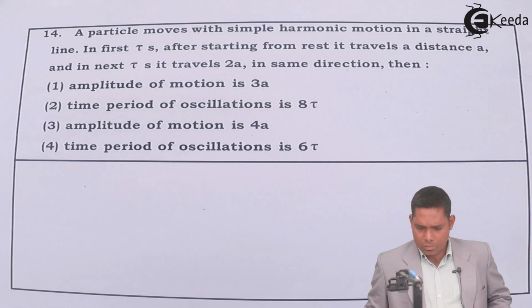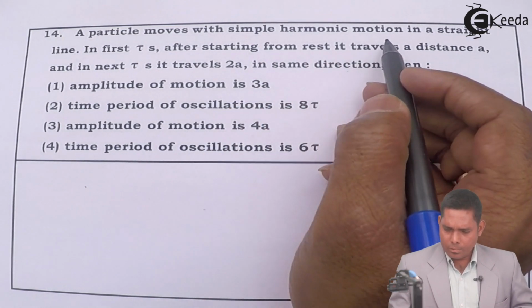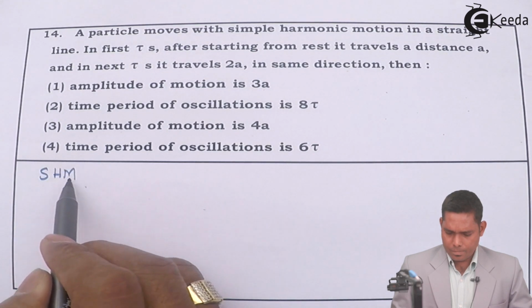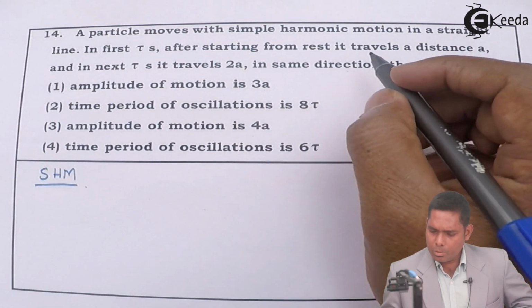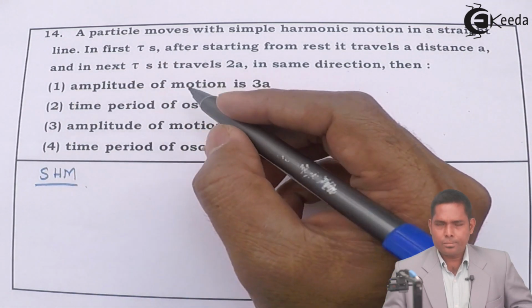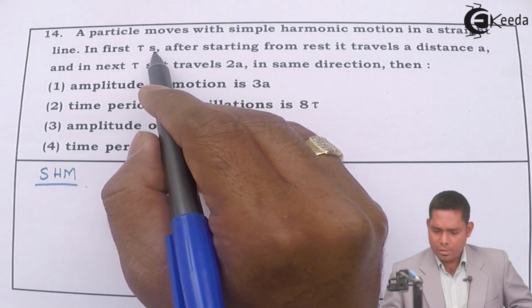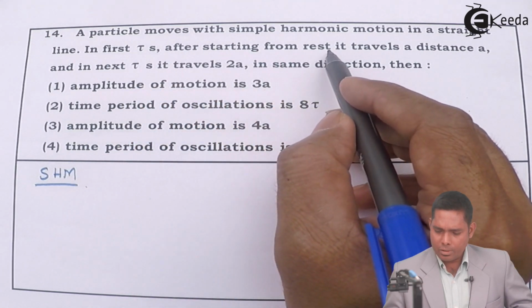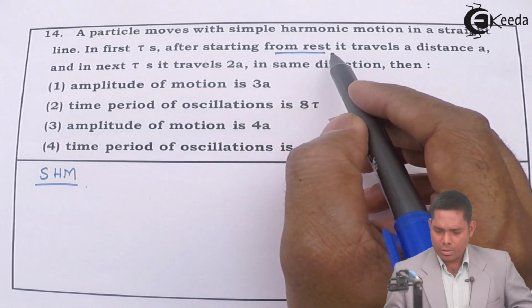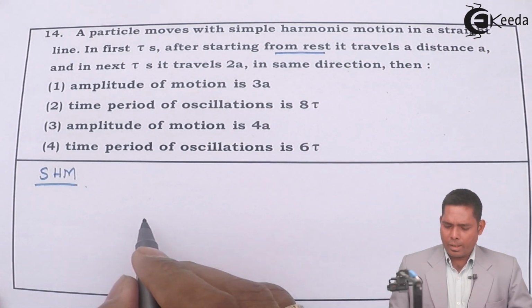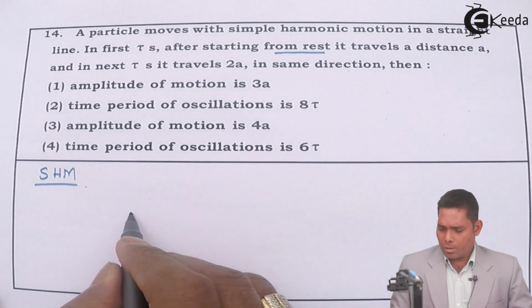A particle moves with simple harmonic motion in a straight line. So it is a question on SHM. In the first t seconds after starting from rest, it travels a distance a. So what does starting from rest mean?